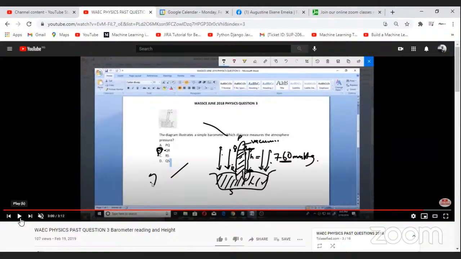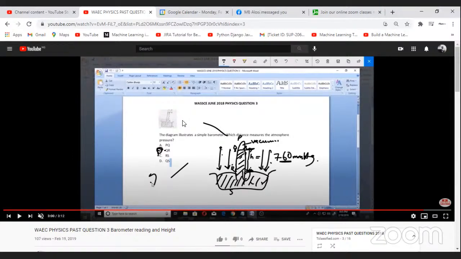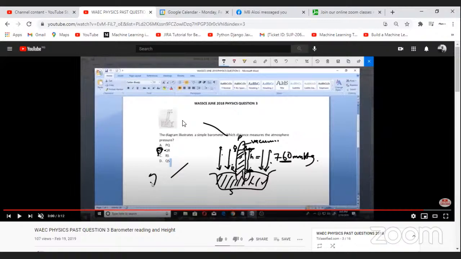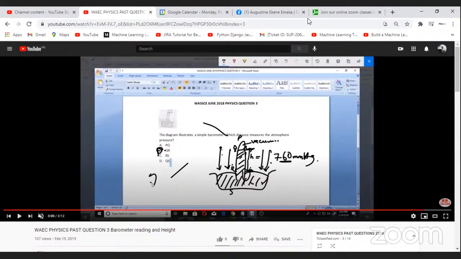So I don't know how they got the answer. Chika, can you see the diagram? I mean on my own screen, not your own screen. Can you see the diagram on my own screen? Yes. Why are you not seeing the diagram? I hope you're seeing it on my own screen. Yes, I'm seeing it.